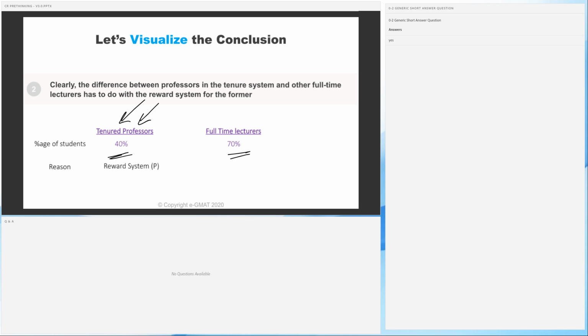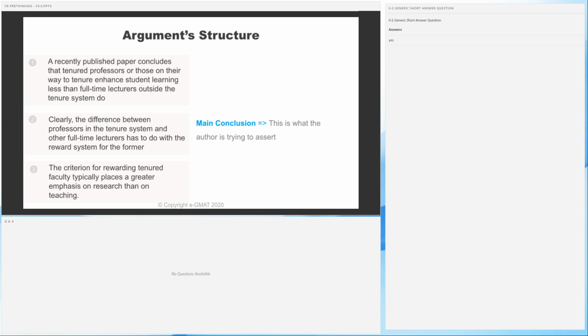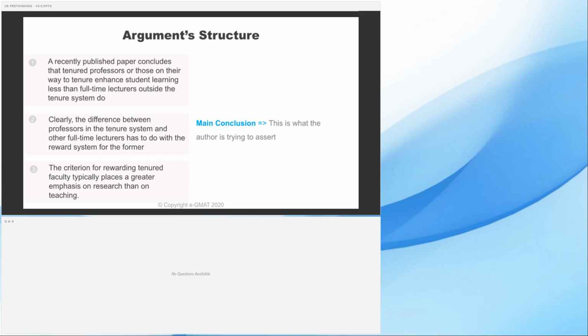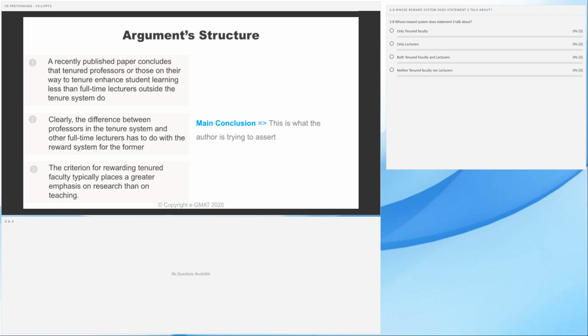All right. Now, I want to ask you one thing over here, which is about statement 3. We're going to focus on statement 3. I'm going to ask a poll question here. Whose reward system does statement 3 talk about? Again, this is statement 3. Whose reward system does statement 3 talk about?